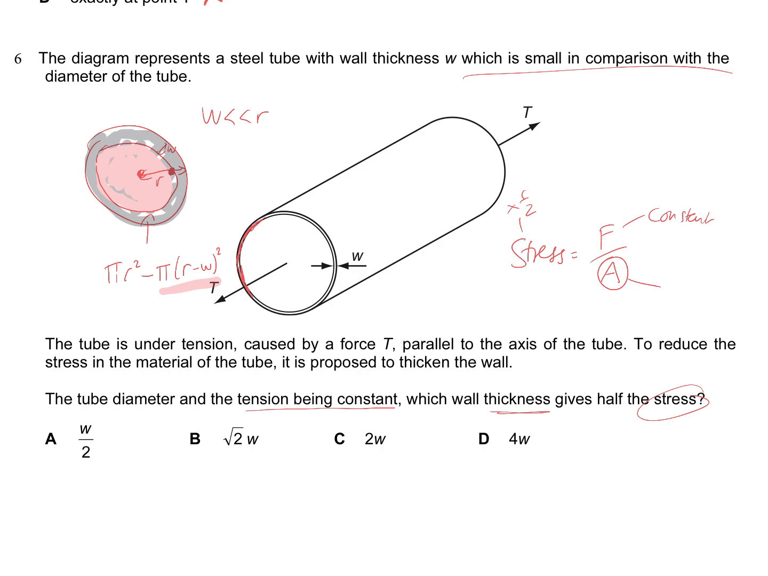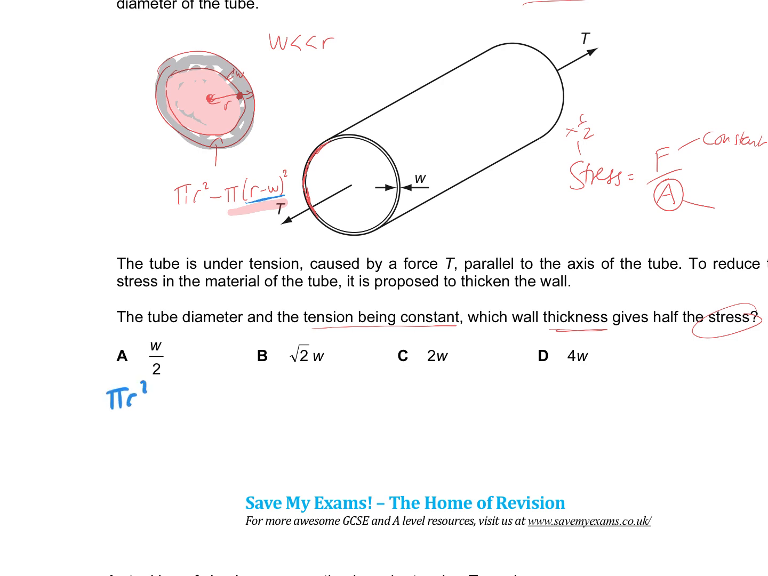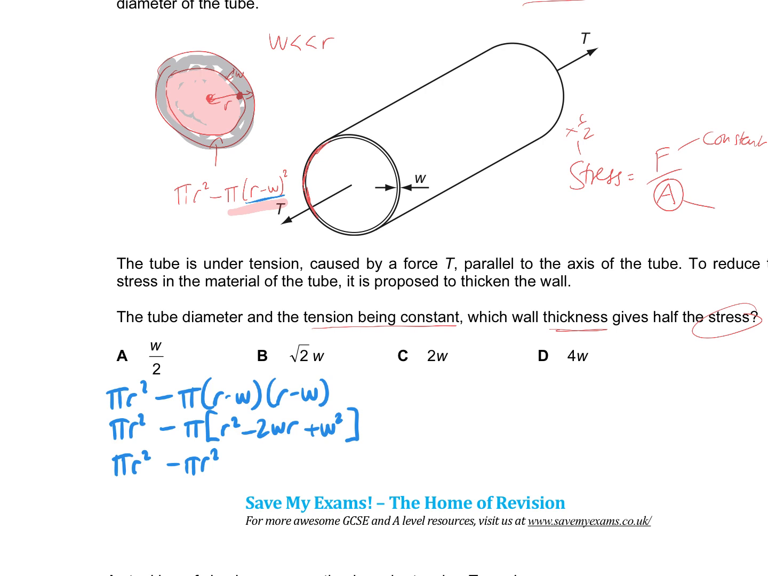Let's start by expanding out this bracket here. It's going to be a bit messy, so I'm going to just move down here. We've got pi r squared minus pi (r minus w)(r minus w). When we expand that out, we're going to get pi times (r squared minus 2wr plus w squared). If you can't remember how to expand that, a quick recap of the maths might be needed. I'm not going to do that here. Timesing out the pi, you get pi r squared minus pi r squared plus 2 pi wr minus pi w squared.